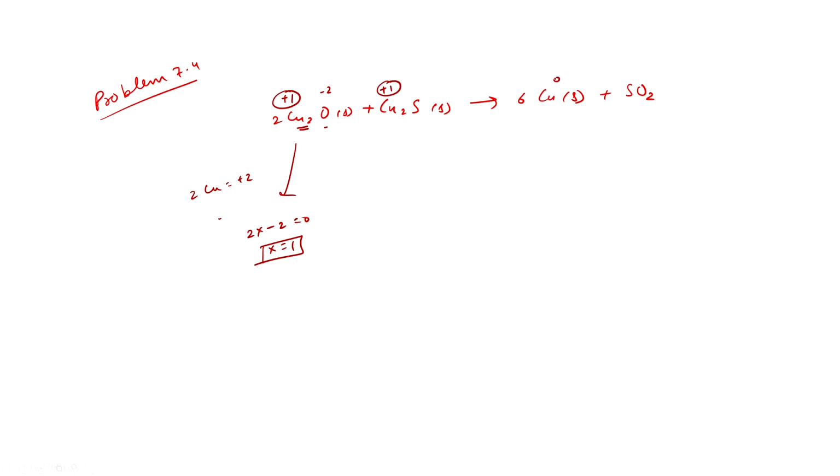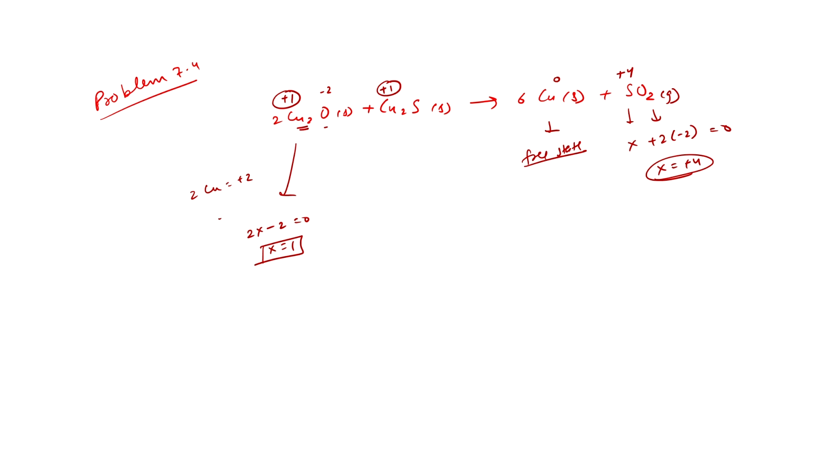Copper present in the free state is 0. In the case of SO2 gas, x for oxygen is 2 times minus 2. So, x is equal to +4. So, the oxidation number of sulfur in SO2 is +4. Now, you have calculated the oxidation number of copper and sulfur in both reactants and products.